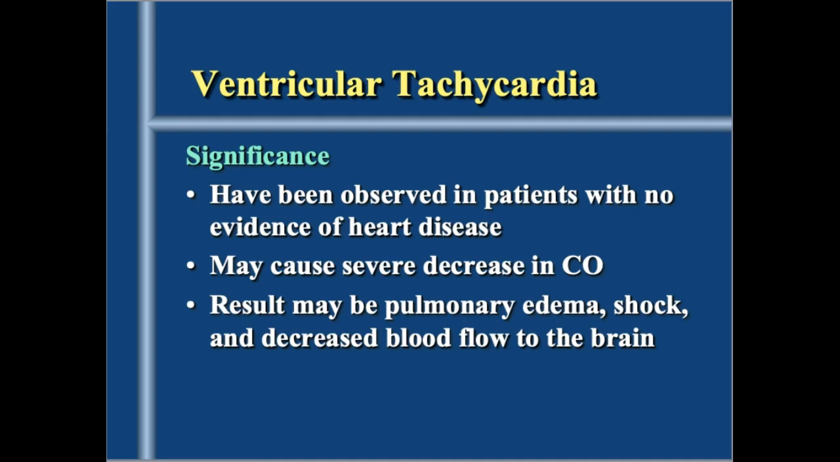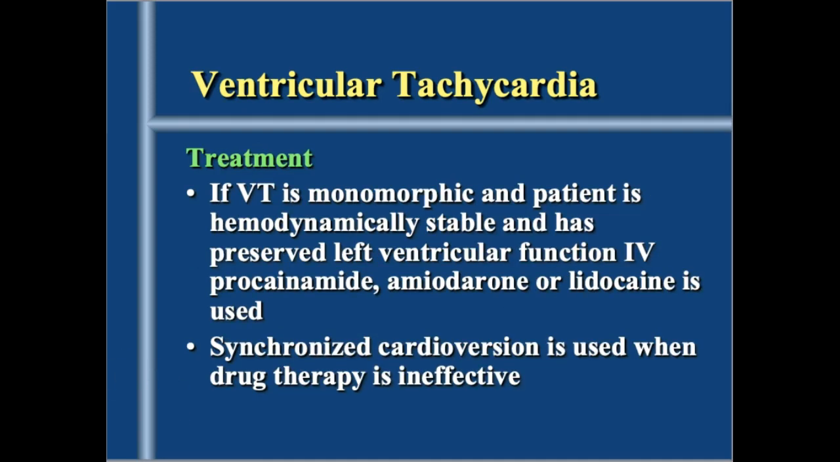So you do see VTAC sometimes in patients with no evidence of heart disease. Sometimes you'll find some kind of congenital disorder or some kind of underlying electrolyte imbalance that we didn't know about. It can cause a severe decrease in cardiac output, and you can go into cardiogenic shock. So VTAC, believe it or not, can be hemodynamically stable. We call this VTAC with a pulse. And these folks can often be what we call cardioverted medically with either procainamide, amiodarone, or lidocaine.